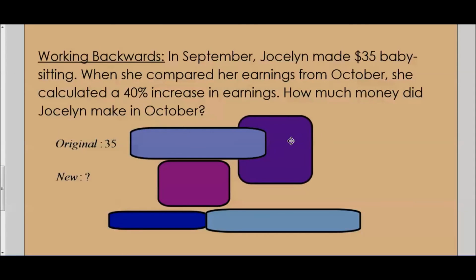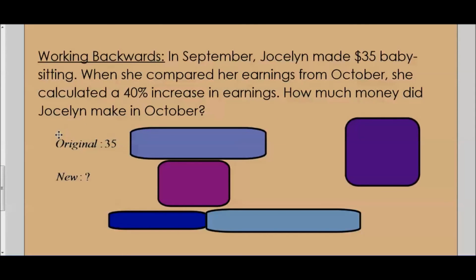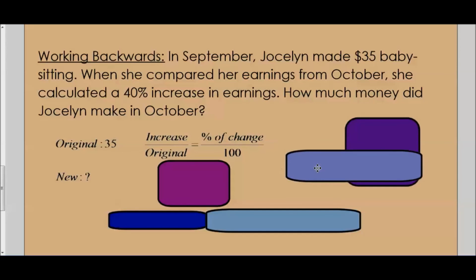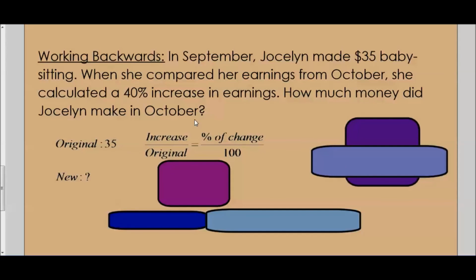We know the original amount is 35, but we don't know the new amount. We know how much she made in September. We don't know how much she made in October. So this is really where the proportion is going to come in handy. The proportion in that last example, he used the amount of increase. Really, he talked about the difference compared to the percent of change. He's talking about the change, or the increase, compared to the percent of increase, or the percent of change.